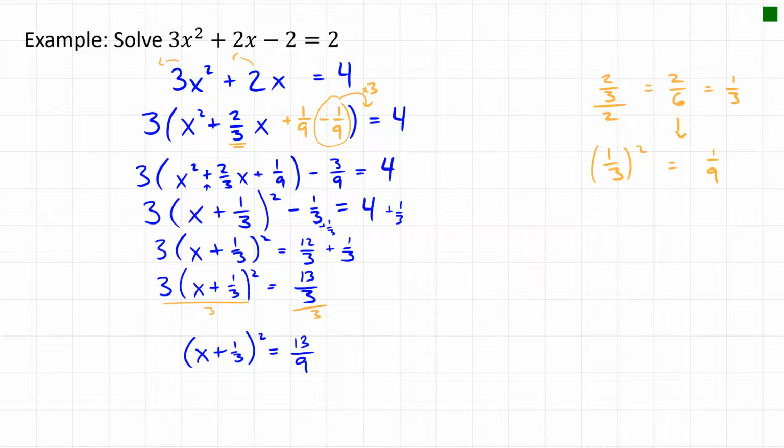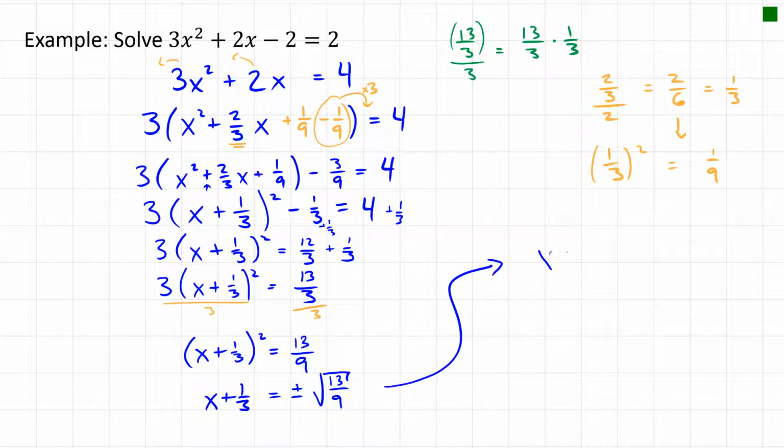If you need to take a step to do that, 13/3 divided by 3 is the same as 13/3 times 1/3, because something divided by 3 is the same as something times 1/3. So that's 13/9. And now we can take the square root of each side, or in other words, apply that square root property. So I have x plus 1/3 is equal to the positive or negative square root of 13/9.